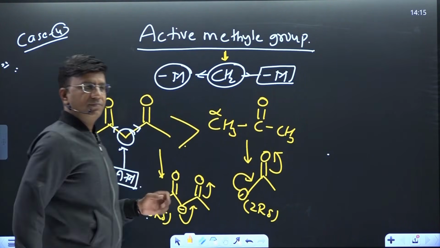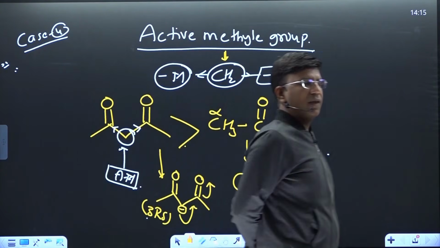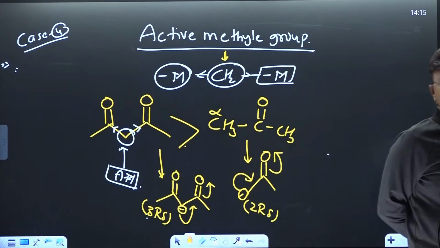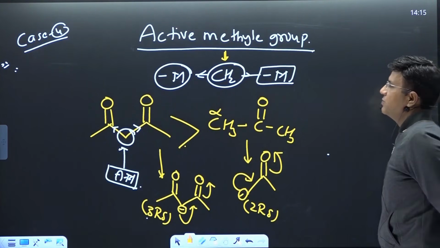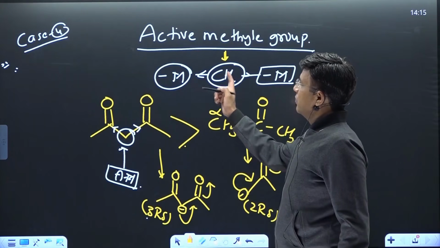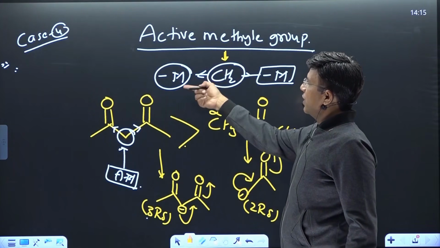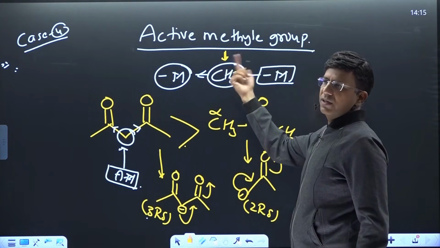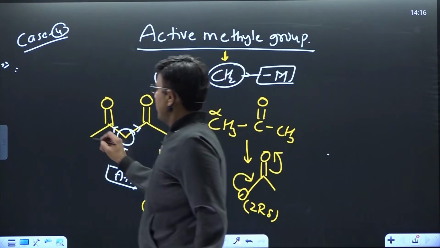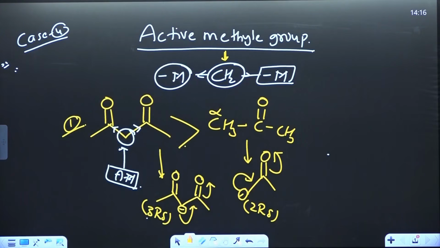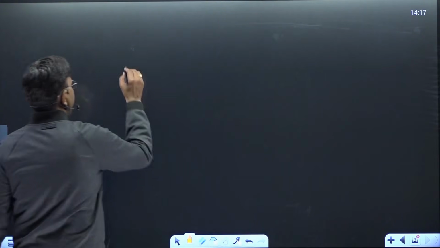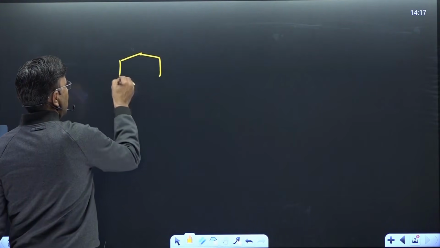Did you understand? So write down: 1. Active methylene is more acidic than the alpha hydrogen of a ketone. Why is active methylene more acidic? Because of the presence of 2 electron withdrawing groups acting in both directions on both sides. Write it down clearly: active methylene is more acidic because of 2 electron withdrawing groups. Similarly, write a second example of this.